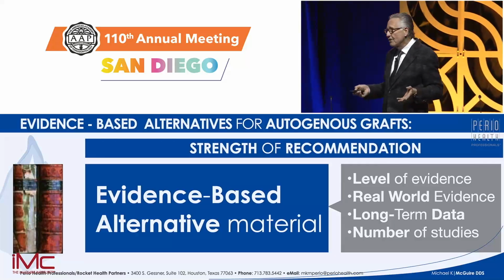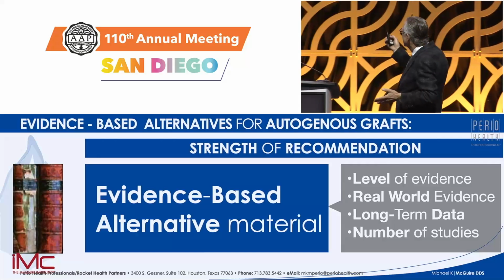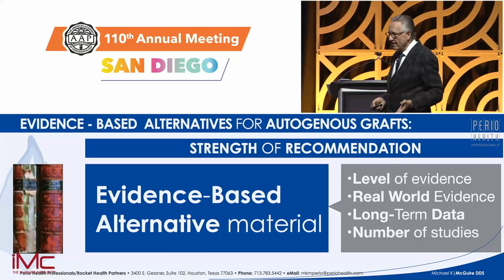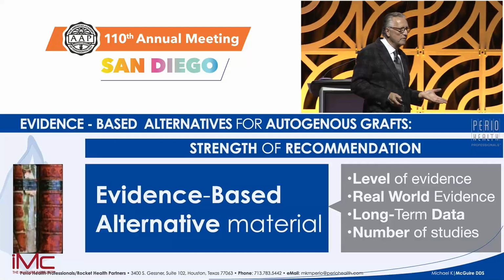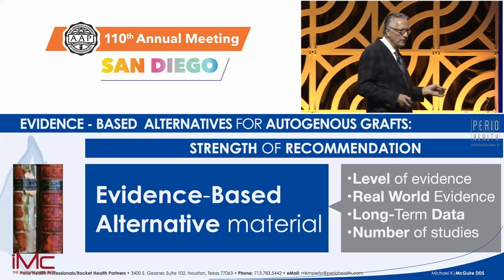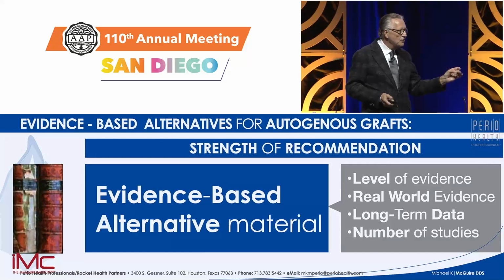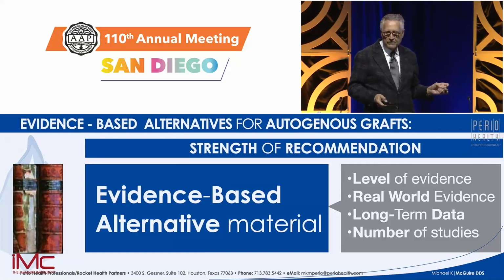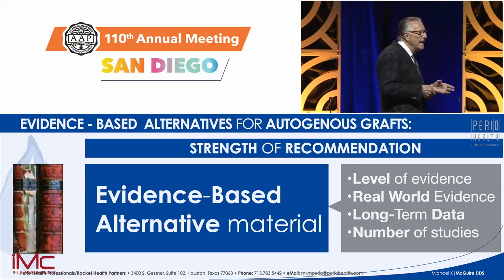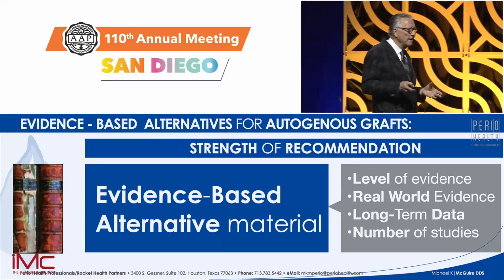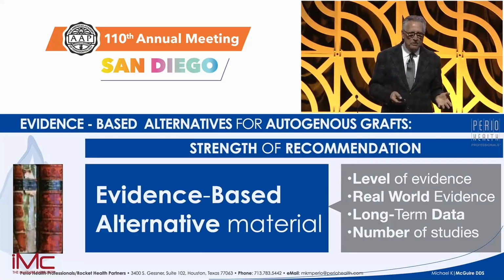All of the ones I showed you have RCTs, so relatively high level of evidence. Do you have real-world evidence? All of the studies I showed you were practice-based studies. They should be relevant to your practice, not data that comes out of a study that you could never duplicate in your office. Does it have long-term data? Again, we're comparing things to our gold standards that have been around forever. Everything I've shown you has long-term data with it.